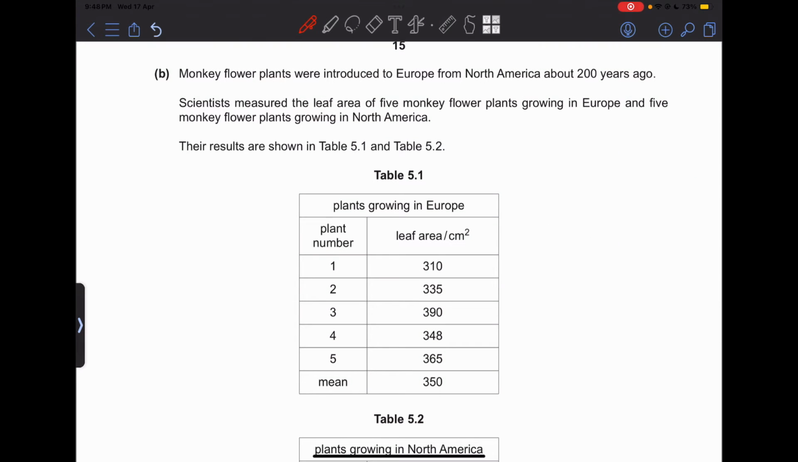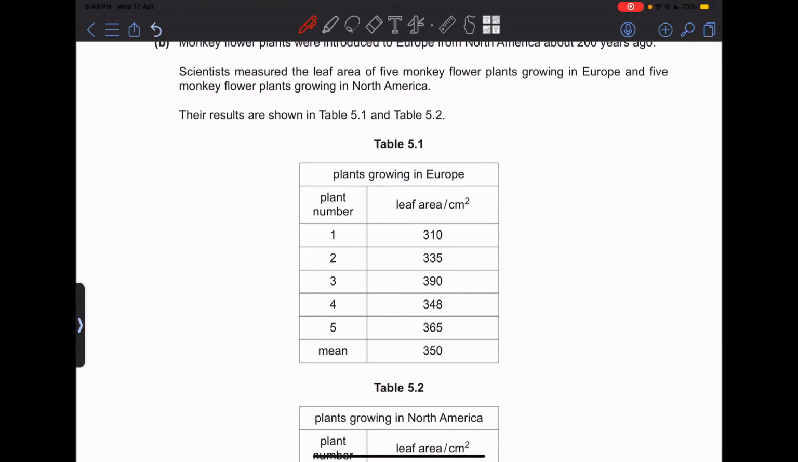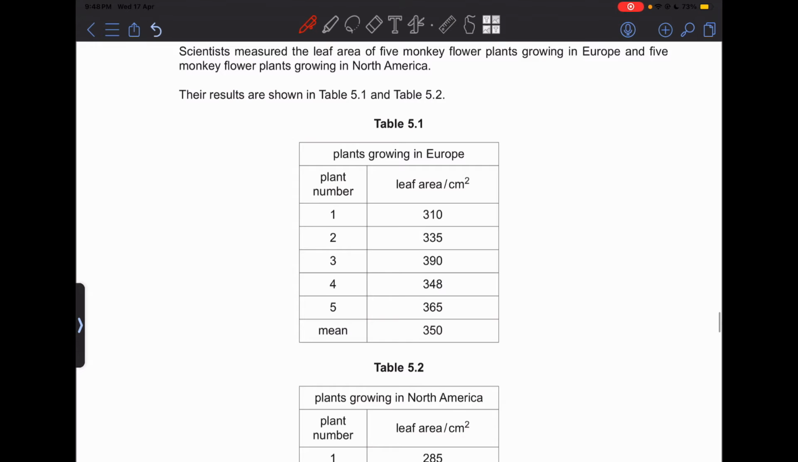B says monkey flower plants were introduced to Europe from North America about 200 years ago. Scientists measured the leaf area of 5 monkey flower plants growing in Europe and 5 monkey flower plants growing in North America. Their results are shown in figure 5.1 and table 5.2.